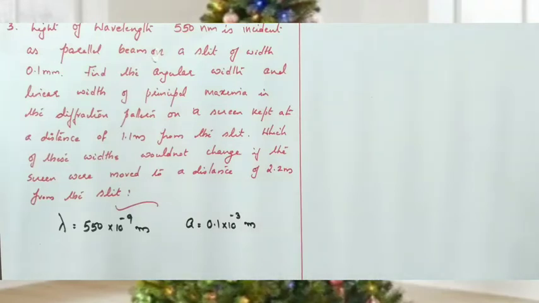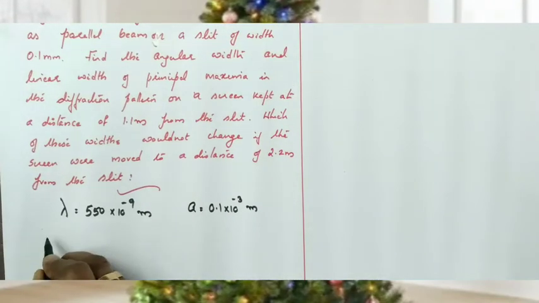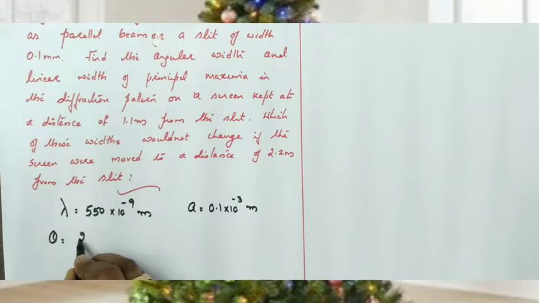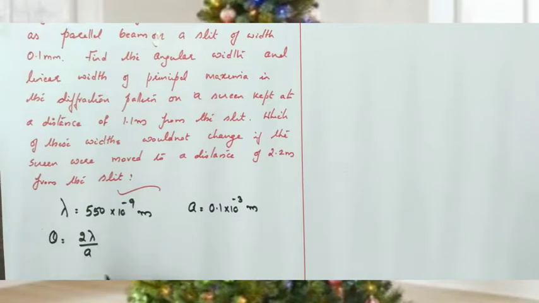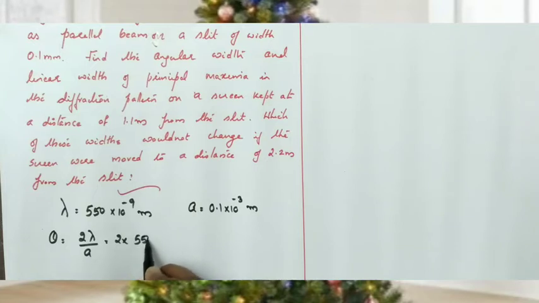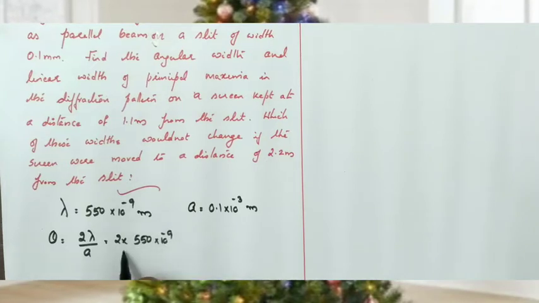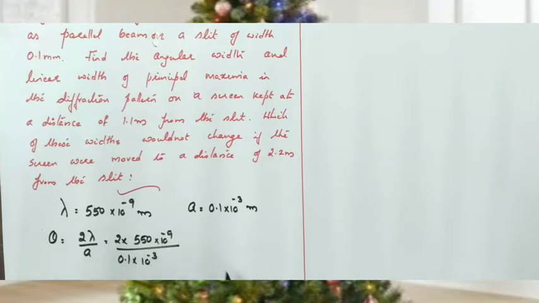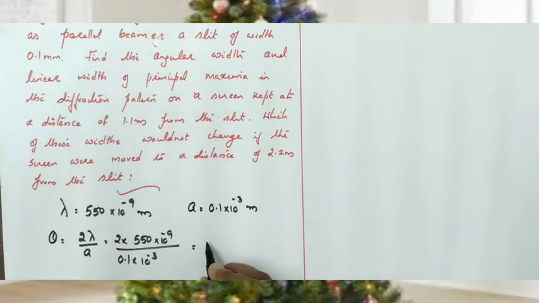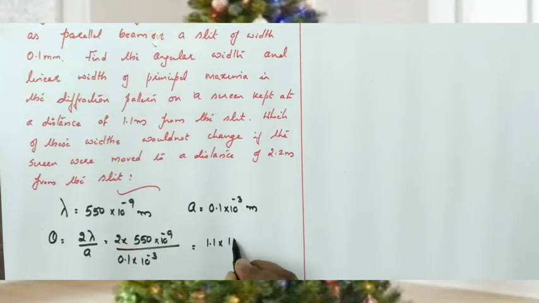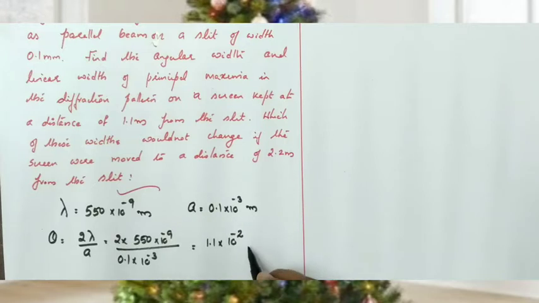So, we have the angular width for the central maxima. Angular width theta is equal to 2 lambda divided by a, which is 2 into, we can substitute lambda, 550 into 10 raised to minus 9 divided by 0.1 into 10 raised to minus 3. The answer is 1.1 into 10 raised to minus 2, since it is an angle, in radians.